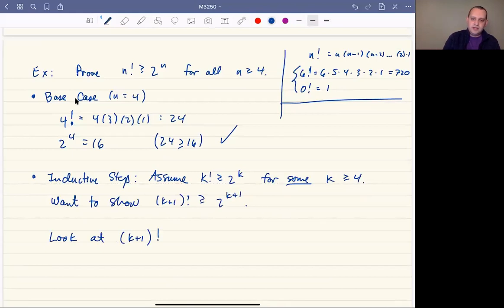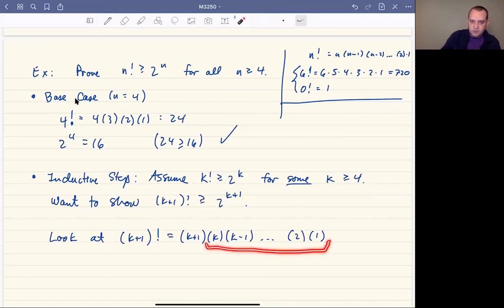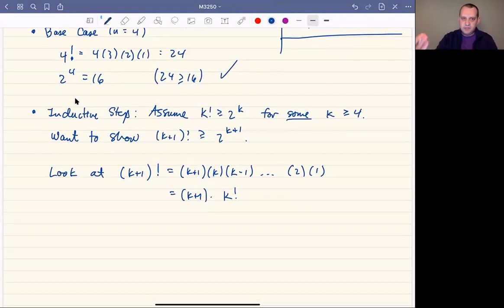The way that we can do that in this case is just notice that k plus 1 factorial by definition is k plus 1 times k times k minus 1 all the way down to 1. And in this term, if I don't look at the k plus 1 term and just look at the rest, this k times k minus 1 all the way down to 1 is k factorial. So this is really k plus 1 times k factorial. And by our inductive hypothesis, k factorial is greater than or equal to 2 to the k.